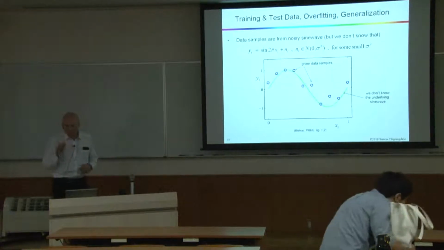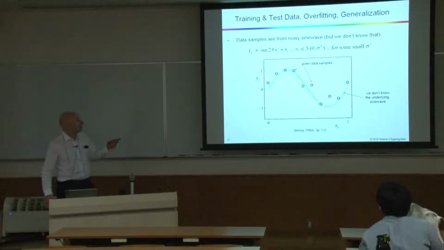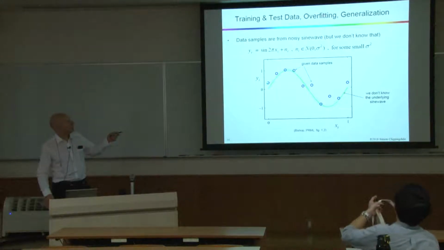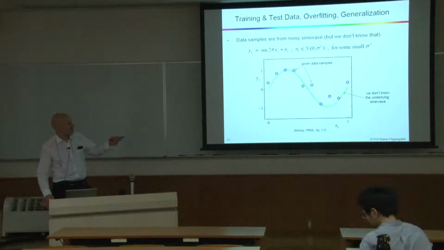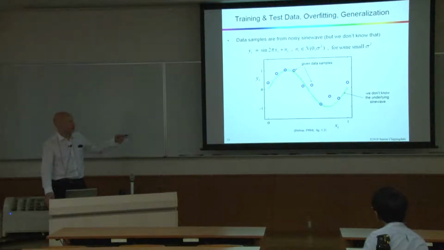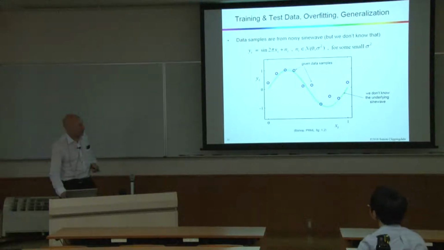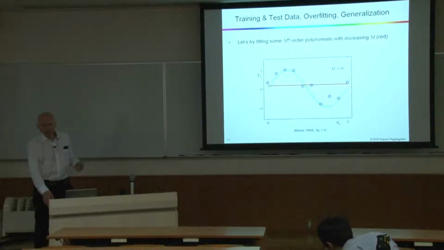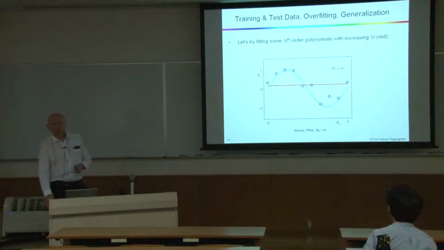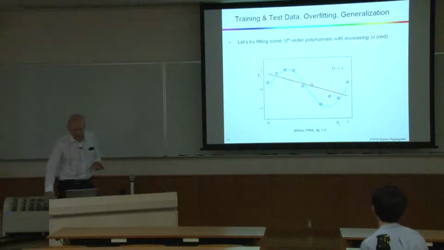So the data that we're going to try and fit to are these blue circles here, and they come from this underlying green sine wave here, but we don't know that. All we know is the blue circles, the data. So here's a sine wave plus some Gaussian noise to give us our data points yi. If we try to fit a 0th order polynomial, that's just a constant, to these data points, here it is, red line. Not a very good fit.